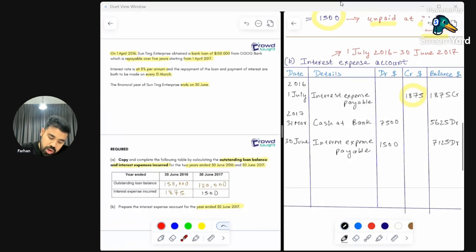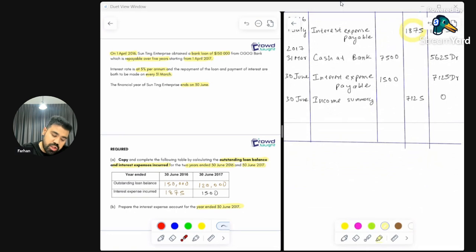So what do we have to do here? At 30 June, we prepare a closing entry, which we are going to transfer to the income summary account, which is simply also known as the profit and loss statement. And you're going to close this entry by reducing this expense of 7,125, right? If you want to reduce this expense, we have to credit it because by default, expenses are debit, which means we have to show 7,125 on the credit column, which gives us a final balance of zero at 30 June 2017.